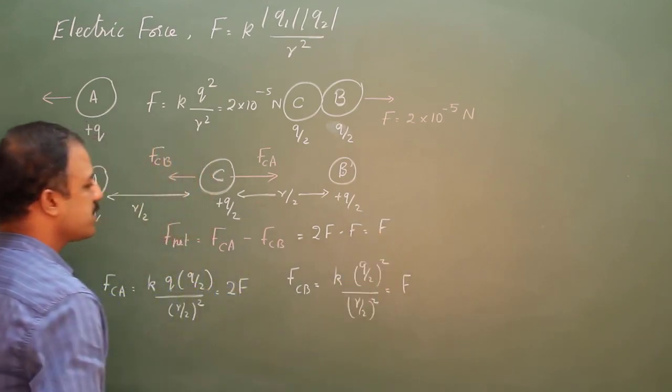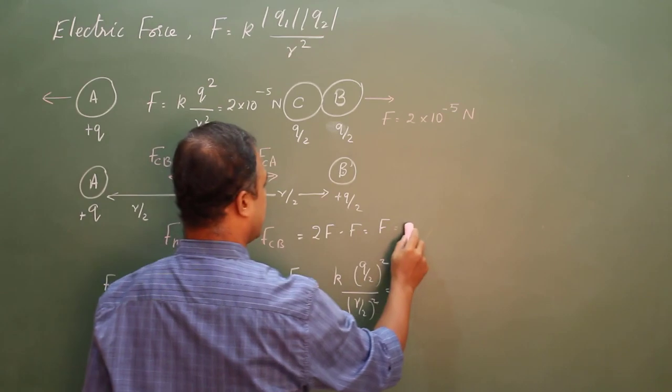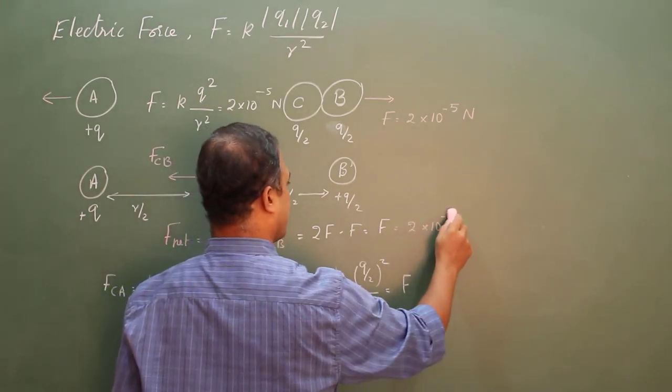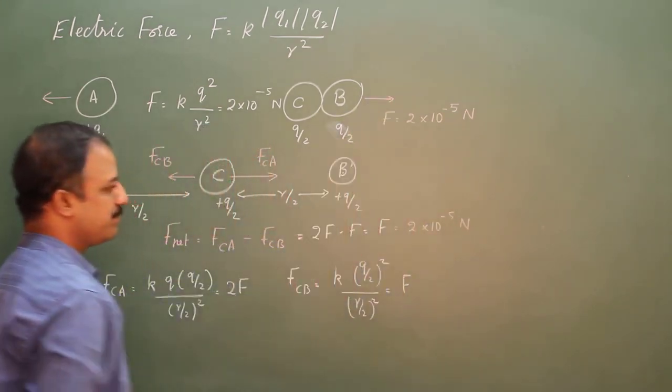So therefore the net force acting on C is going to be 2 into 10 to the power minus 5 Newton. It is same as that.